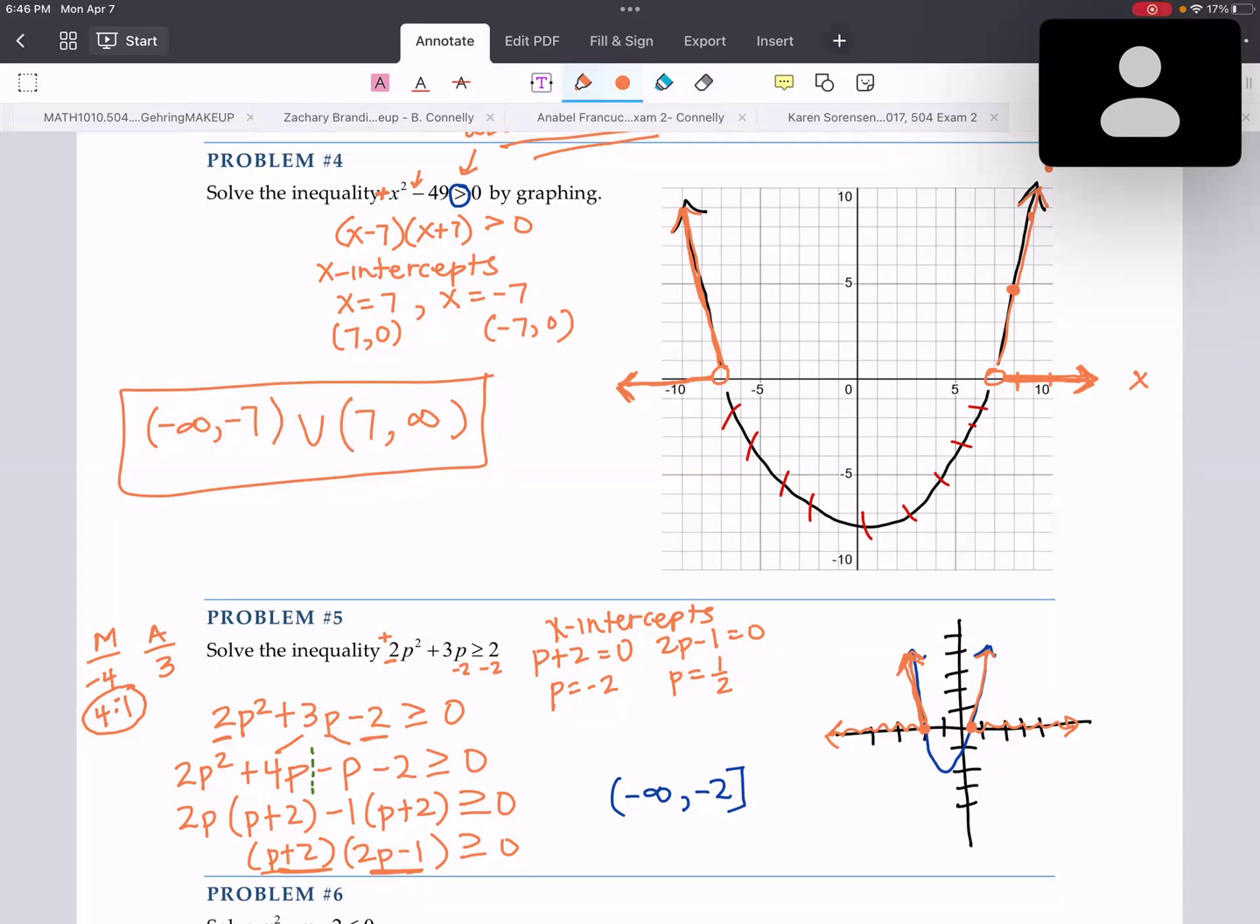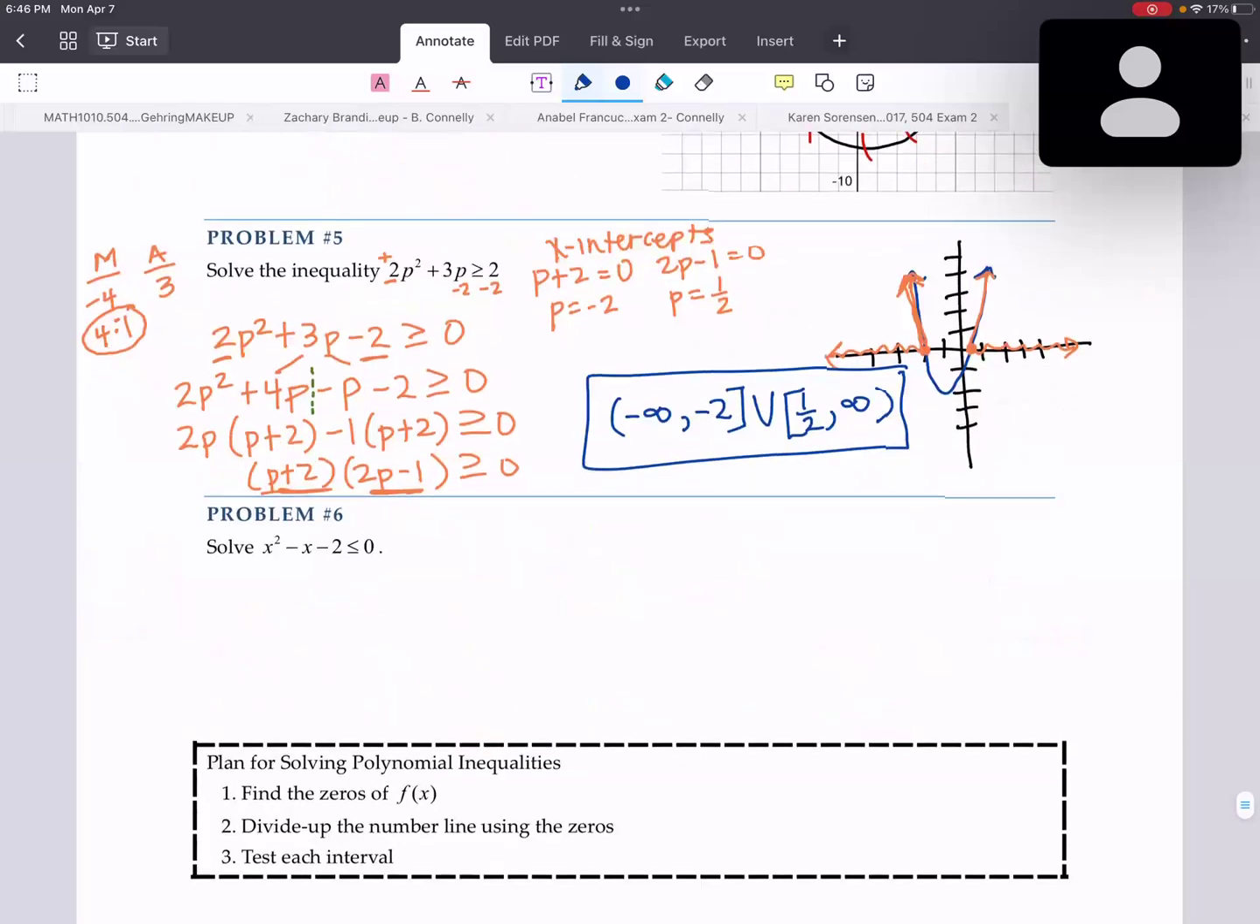Hopefully that makes sense, right? If it has the equal to part like this one does, then it does include it. So we do have a bracket on problem 5. Okay, but then that's not all. There's more from 1/2 to positive infinity. So that would be our solution on this.